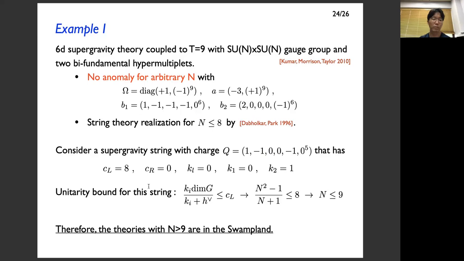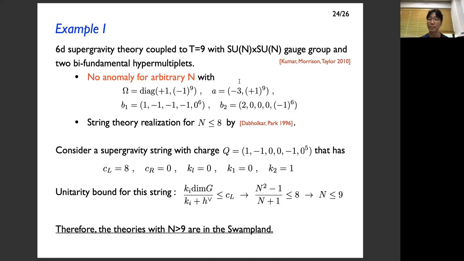And by solving this bound, we find the N in this SU(N) gauge group should be less than or equal to 9. Okay, if N is bigger than 9, then it means we'll have another non-unitary string configuration in the six-dimensional supergravity theory. So therefore, the supergravity theories of this type with N bigger than 9 are in the Swampland. So this is our claim, okay? So it looks like we have an infinite family of anomaly-free six-dimensional supergravity theories of this type. However, almost all of them are inconsistent, okay?